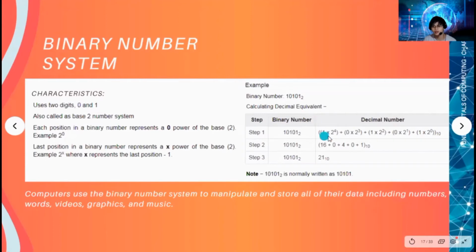Okay, so 1 multiplied by 2 to the 4, 2 to the 3, 2 to the 2, and so forth until it reaches 0. So 1 multiplied by 2 to the 4, that's 16. And then 0, of course, you just cross this out because 0 multiplied by any number is 0. 0 times 2 to the 1, I'm going to cross that out. And then 16 plus 4 plus 1, that's 21 in base 10. So that is how you convert binary to decimal. Don't worry, because we have other examples for this.